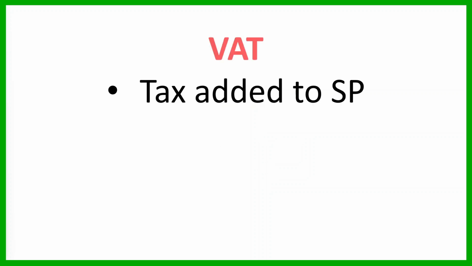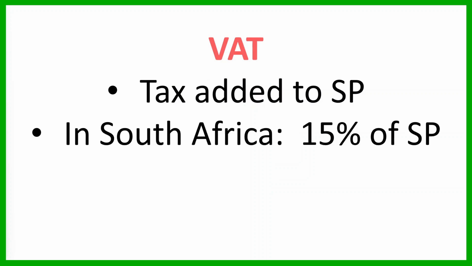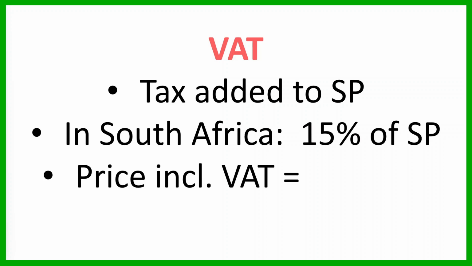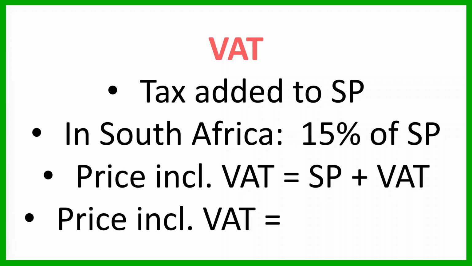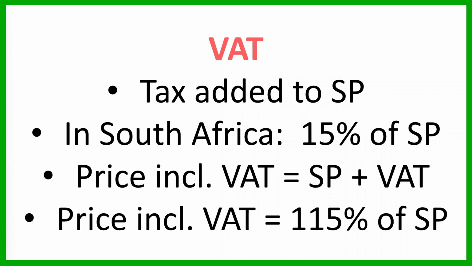Right, then we've got VAT. Now VAT is tax that is added to the selling price. In South Africa, VAT is calculated as 15% of the selling price. And then when we want to work out how much an item is going to cost, including VAT, we're going to take the selling price and add the VAT. We can also work it out by saying the selling price is 100% and the VAT is 15%, so we're going to have 115% altogether of the selling price, and that gives us the price including the VAT.